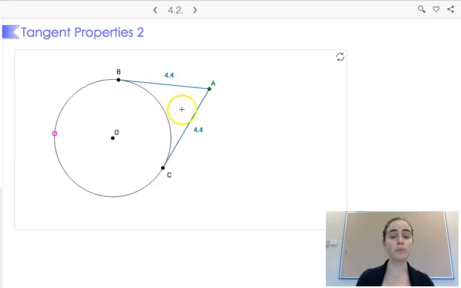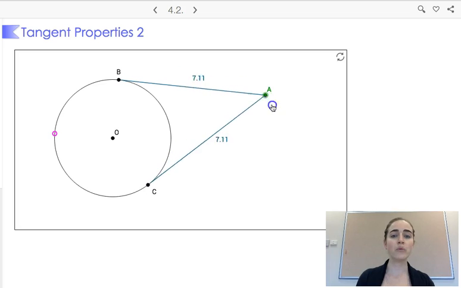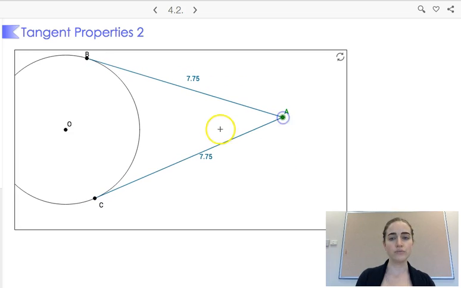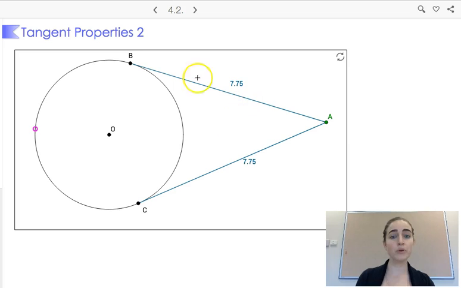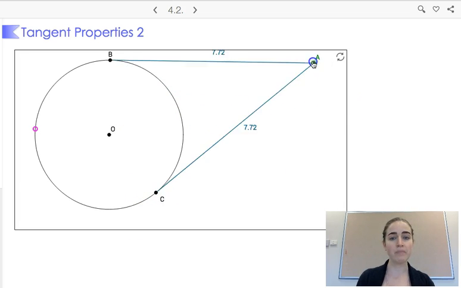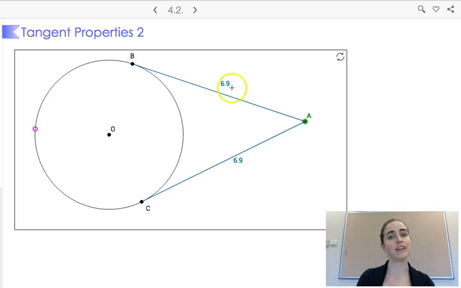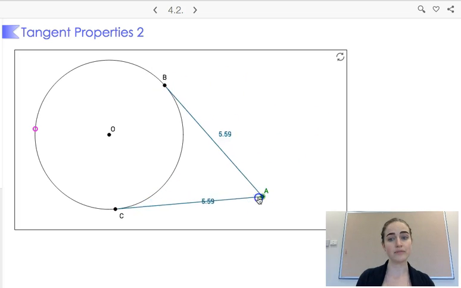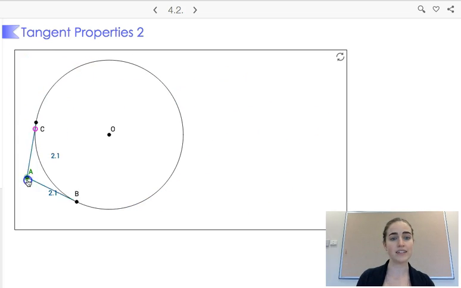So you can see what that property looks like here. So we've picked our external point A, and it doesn't matter where that A is, these two blue lines are going to just be tangents to the circle, so they would meet at points B and C. And no matter where we put A, they're always going to be equal in length. So it doesn't matter whereabouts that is.